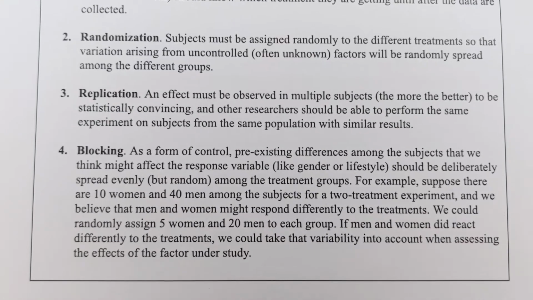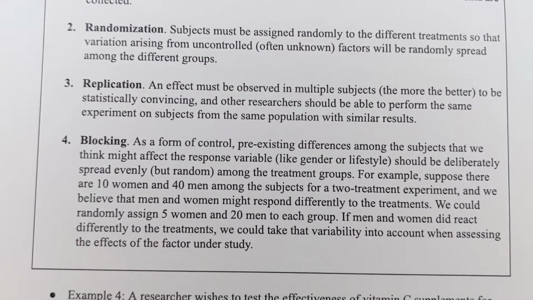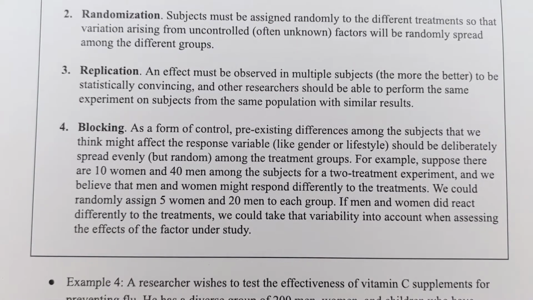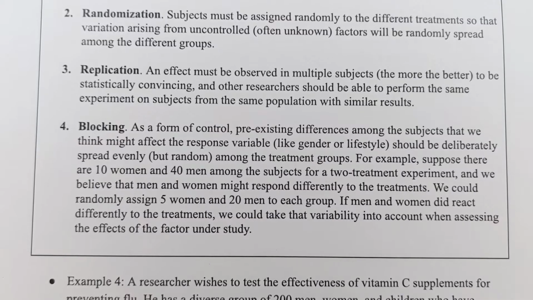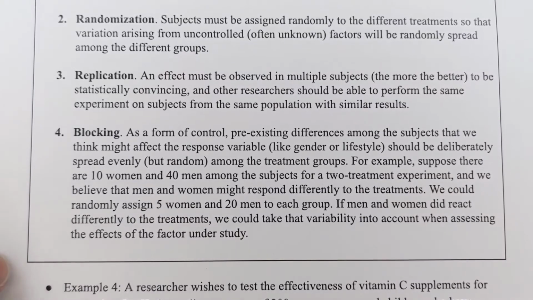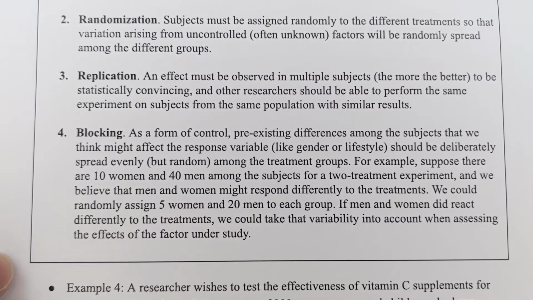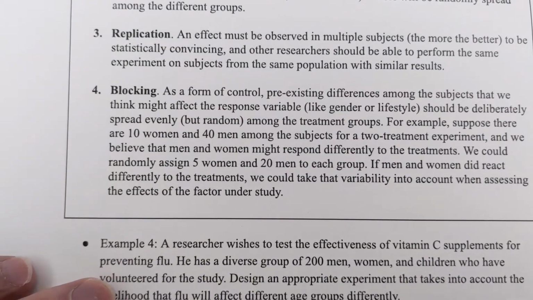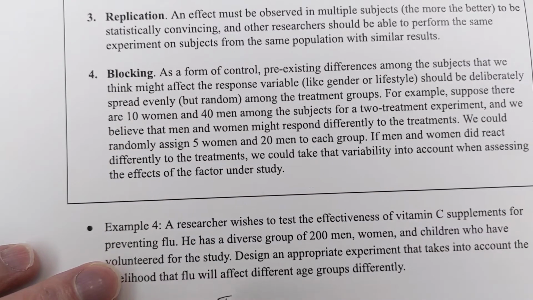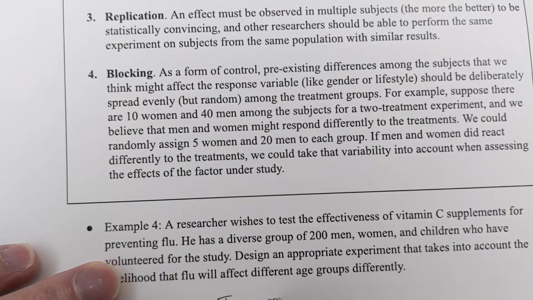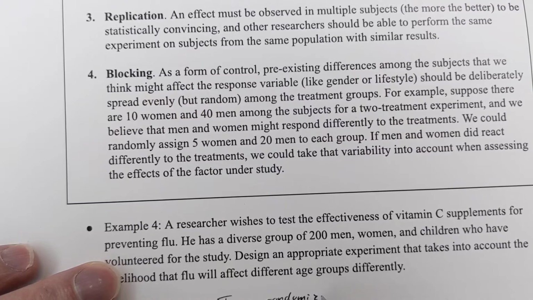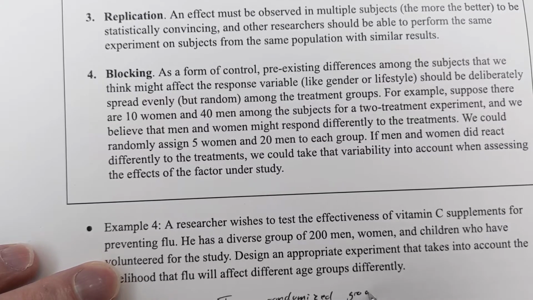Okay, so example 4, a researcher wishes to test the effectiveness of vitamin C supplements for preventing flu. It's a diverse group of 200 men, women, and children who have volunteered for the study. Design an appropriate experiment that takes into account the likelihood that flu will affect different age groups differently. So essentially what you want to do is you have 2 randomized groups of 100.